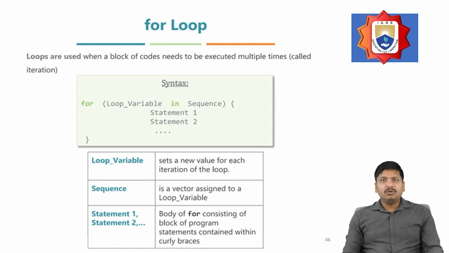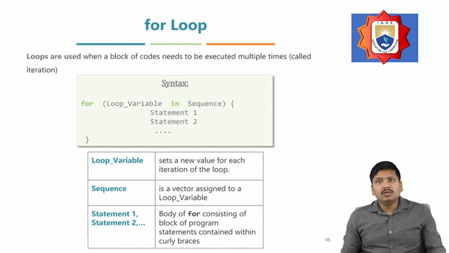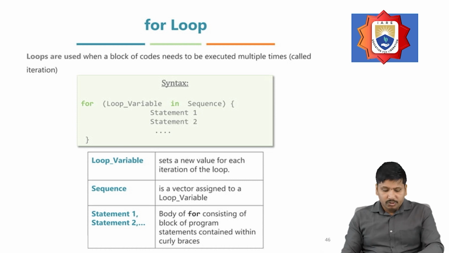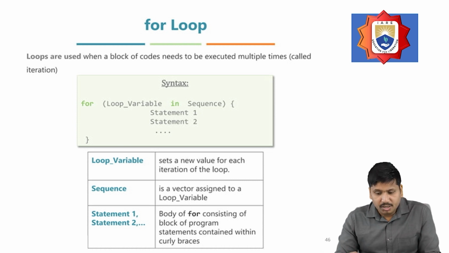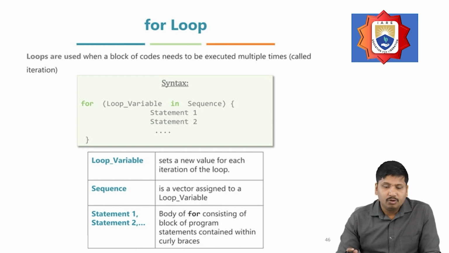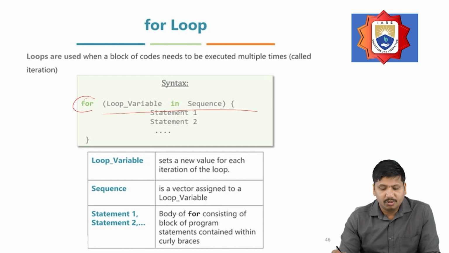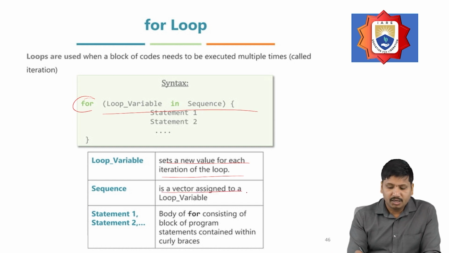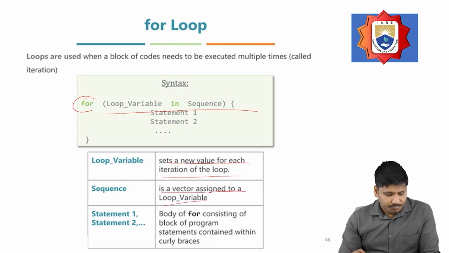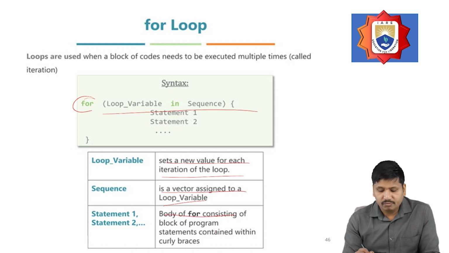And the next one is the for loop. Loops are used whenever a block of code is going to be executed repeatedly. The syntax for the for loop is: for, then the loop variable in the sequence, then statement 1 and statement 2. The loop variable is set to a value for each iteration of the loop, and the sequence is the vector assigned to the loop variable. The statements are the body of the for loop, consisting of a block of program statements contained within curly brackets.